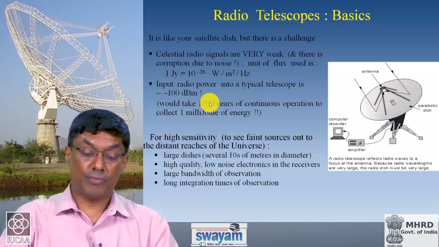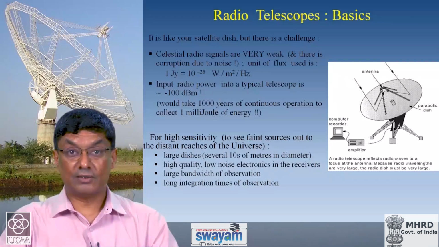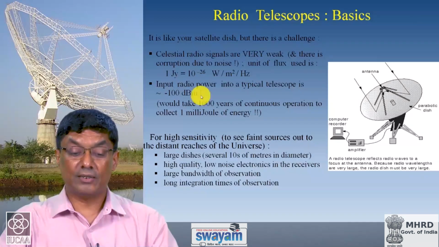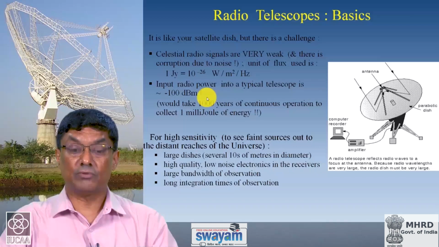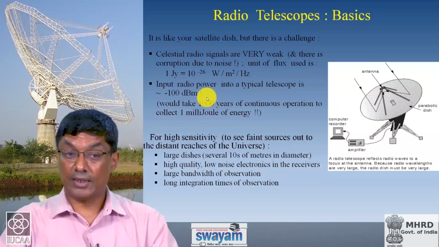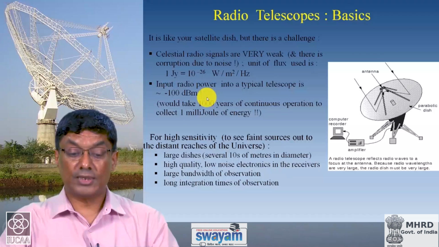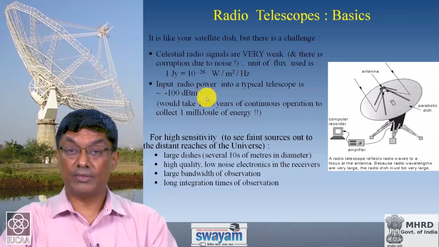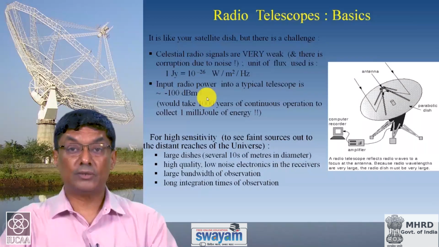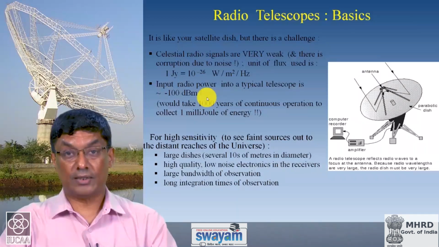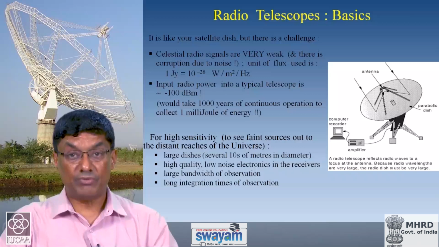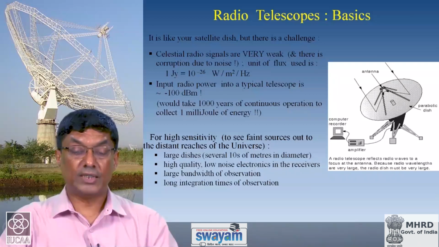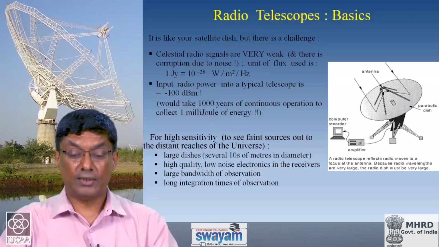Equivalently, if you are more physics inclined, then if you were to calculate the total energy that a typical radio telescope would collect in 1,000 years of continuous operation, it is 1 millijoule, and that again is a very tiny amount of energy. So, that is just to drive home the point that the signals are very, very weak, and when that happens, you have to take a lot of care in picking up the signal from the antenna and processing it, amplifying it to the level where it can be conveniently detected or recorded.